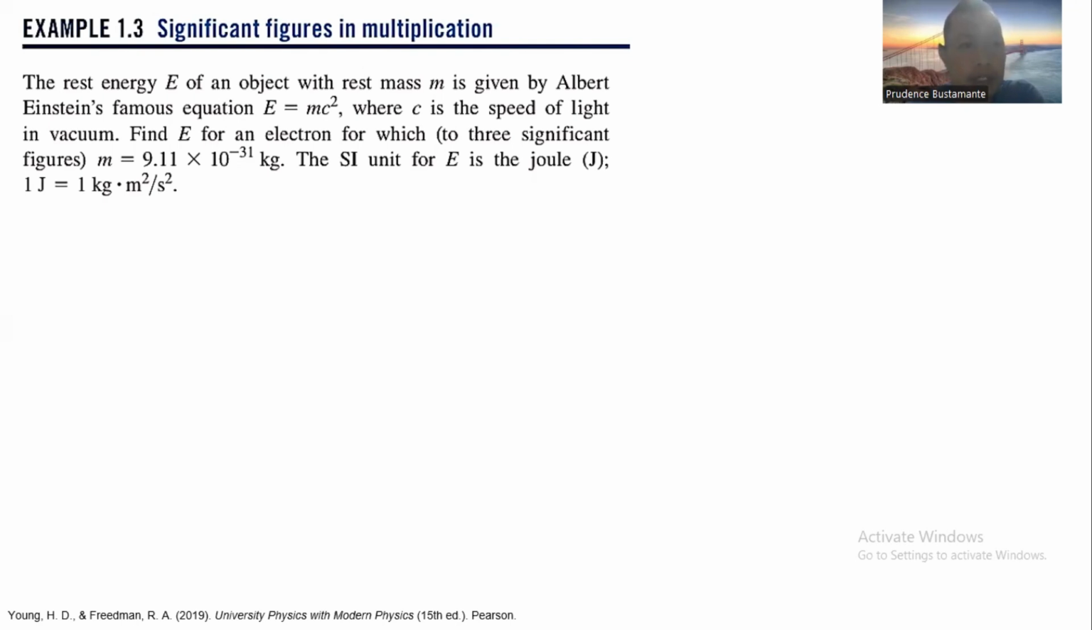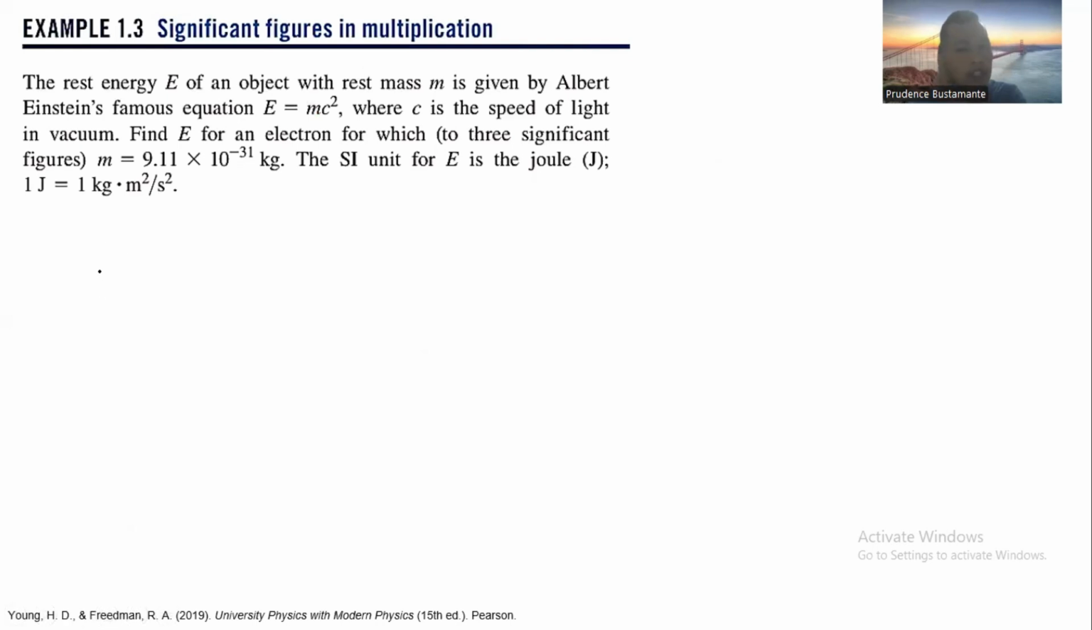Okay. So the rest energy E of an object with a rest mass m is given by Albert Einstein's famous equation, E is equal to mc squared, where c is the speed of light in a vacuum. Find E for an electron, for which, to three significant figures, the mass is equal to 9.11 times 10 to the negative 31 kilograms. The SI unit of E is joules, where 1 joule is equal to 1 kilogram meter squared per second squared. Okay, let's answer this problem.